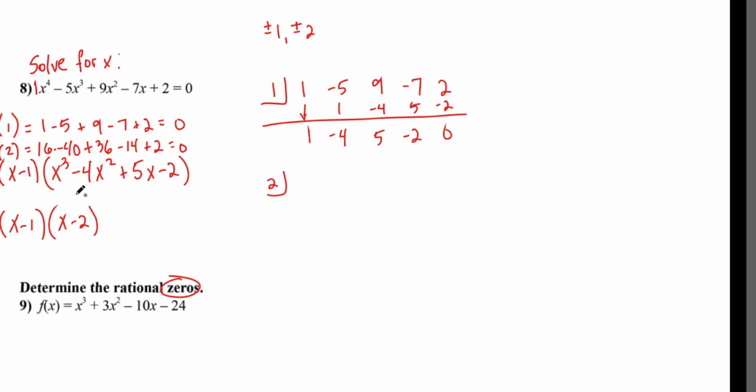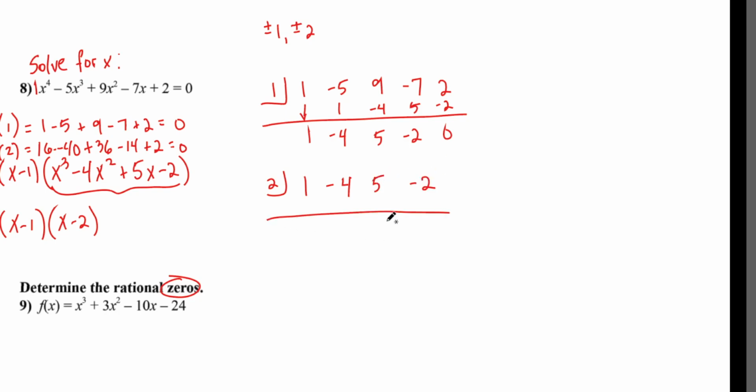And now what are my coefficients? This is what I'm looking at now, because I already factored out an x minus 1. Now I'm factoring out an x minus 2 from this, basically. We're going to find out what's left over. So I put my coefficients. I got a 1, I got a negative 4, I got a 5, and I got a negative 2.